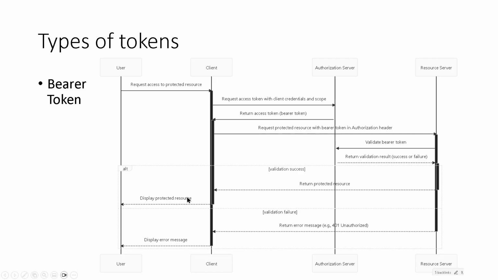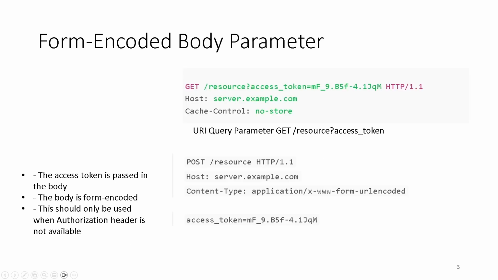The client then would display the protected resource because it would gain access to the resource if the authorization server validates the token, and it could return an error message to the user.